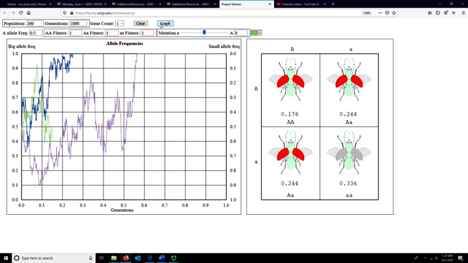And about half the time we'll randomly fix the big A allele, and about half the time we'll randomly fix the little A allele. We'll lose the big A and the little A allele will be at 100%. Now once that's done, that's it. There's no more random fluctuation because we don't have any more little a's in the population. Or if it's up at the top, we don't have any more big A's.